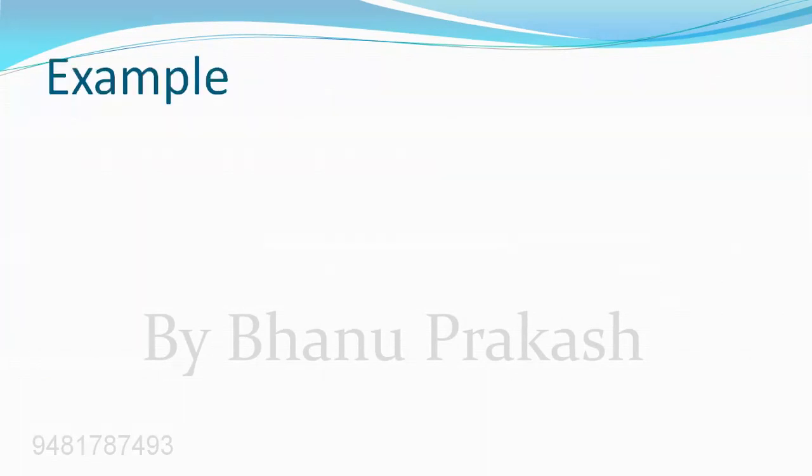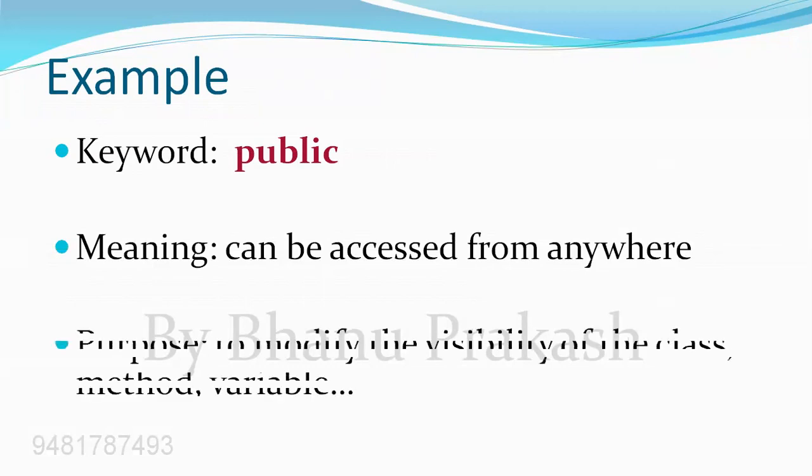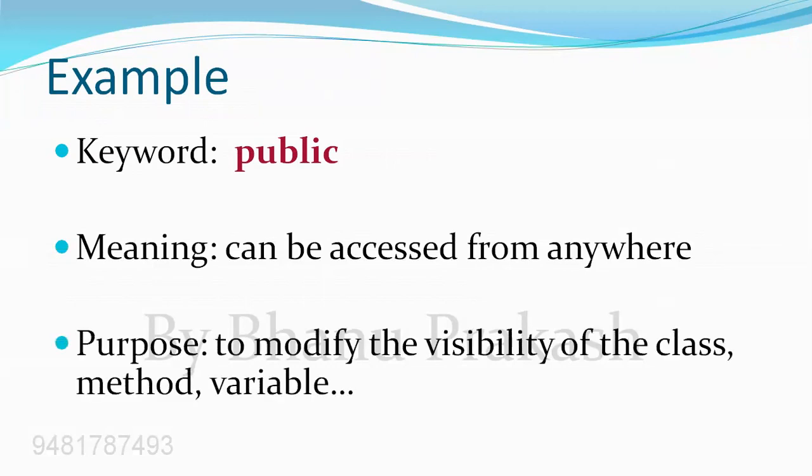Example, frequently we'll see a word called public in Java. What is the meaning of it? It means it can be accessed from anywhere. And what is the purpose? We use this keyword public to modify the visibility of the class, methods, variables, etc. This is one of the visibility modifiers.